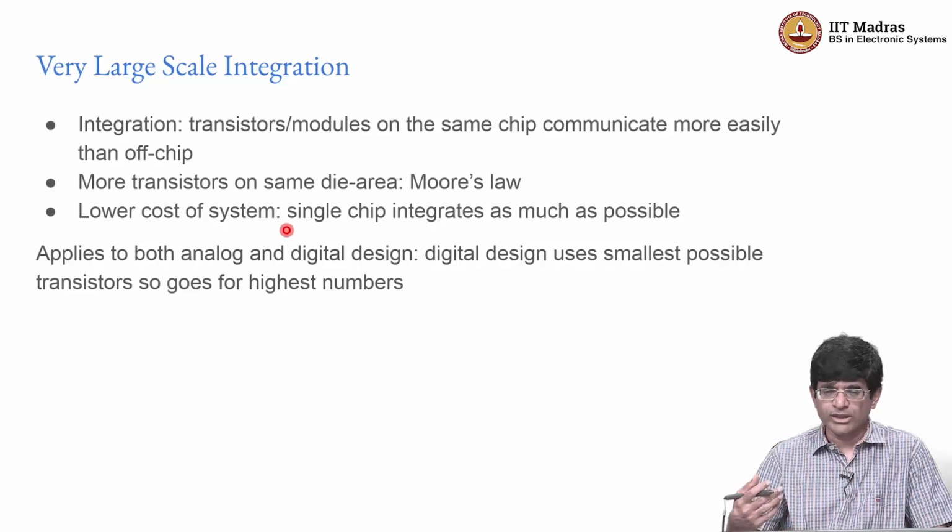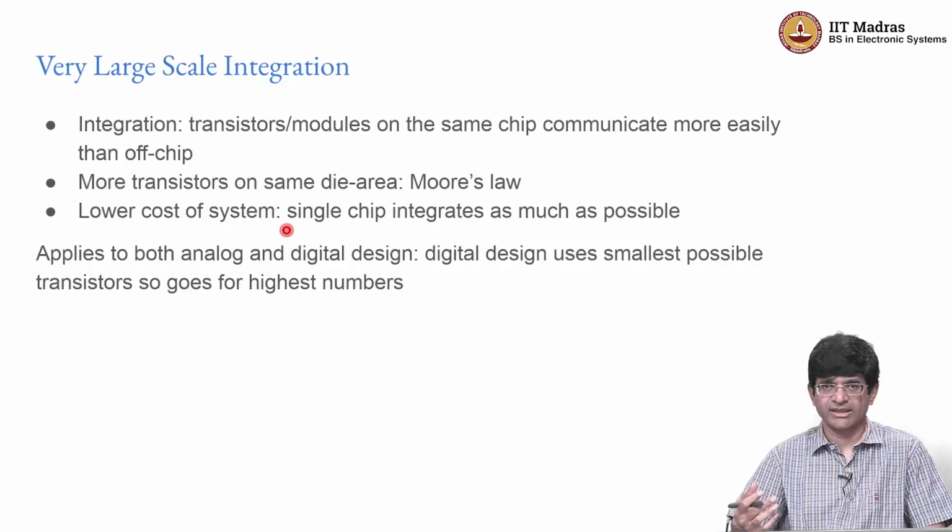Now, of course, this integration density applies both to analog and digital design. On the other hand, analog design typically tends to favor systems where you have the need for very good matching between transistors, which typically means that you are no longer working with the smallest possible transistors. You need transistors of a certain size in order to guarantee certain kinds of matching behavior. In other words, how the different transistors look to each other, right? Are they sort of similar?